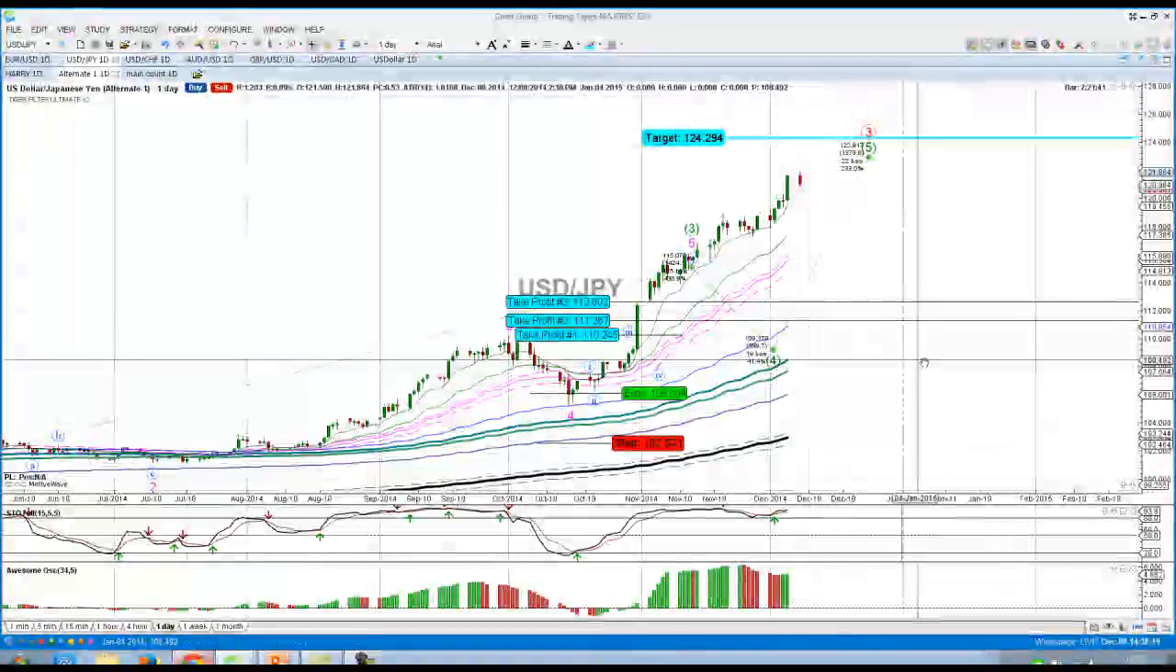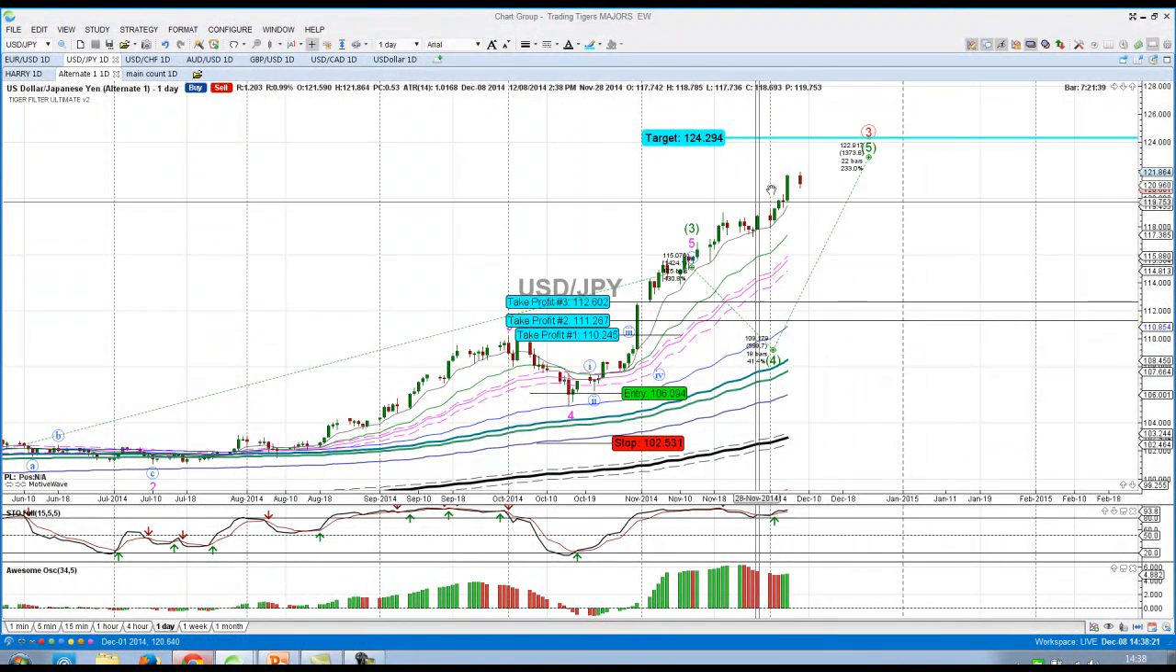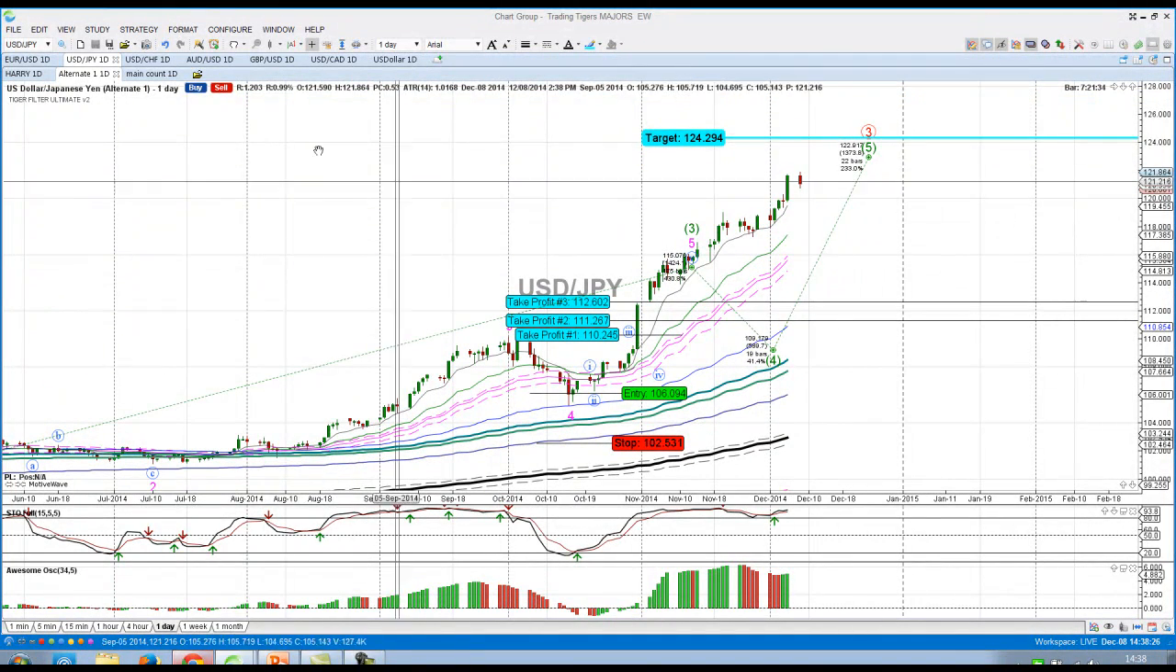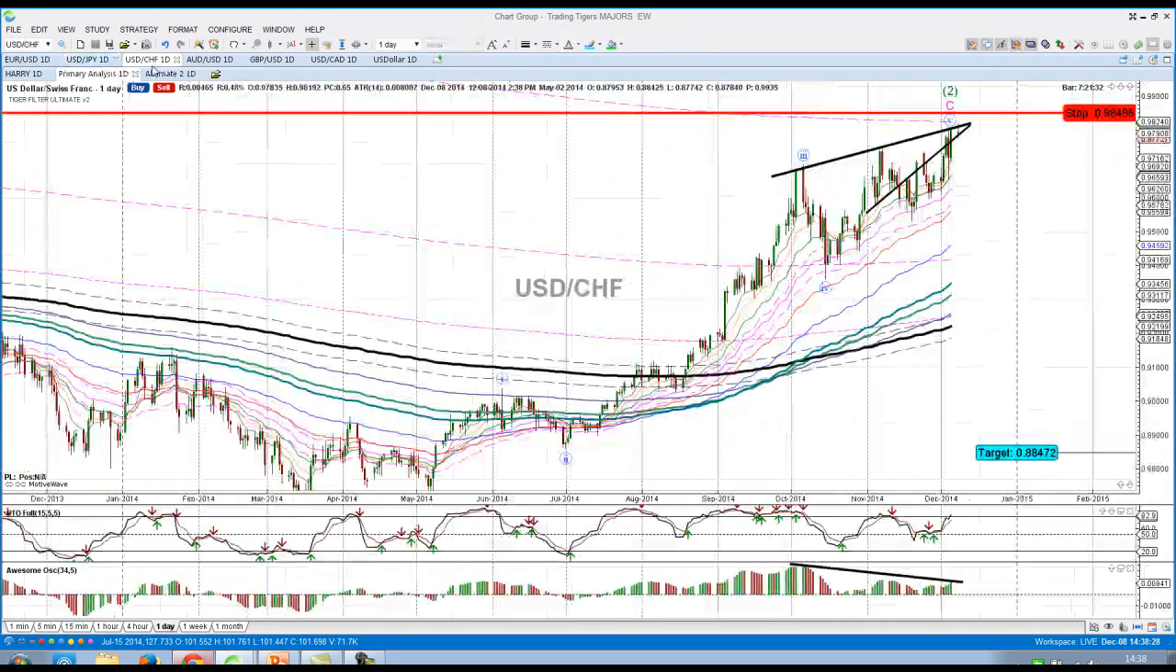Wave 4 didn't come down at all yet to touch, so has the wave 3 completed? We'll only be able to determine when we see a stronger pullback down. Okay, now let's move to the US Swiss.